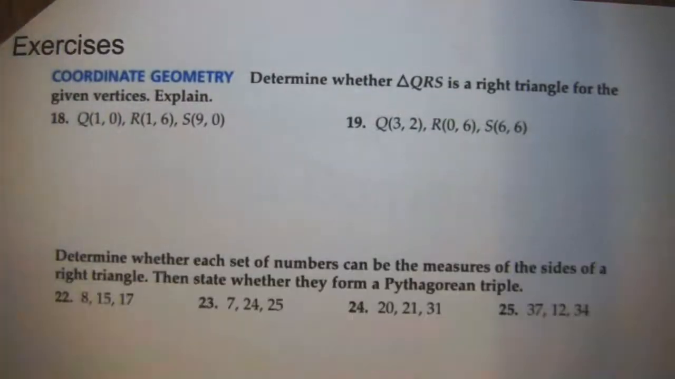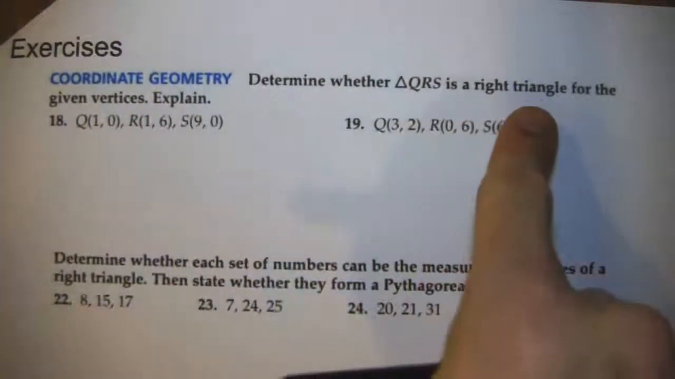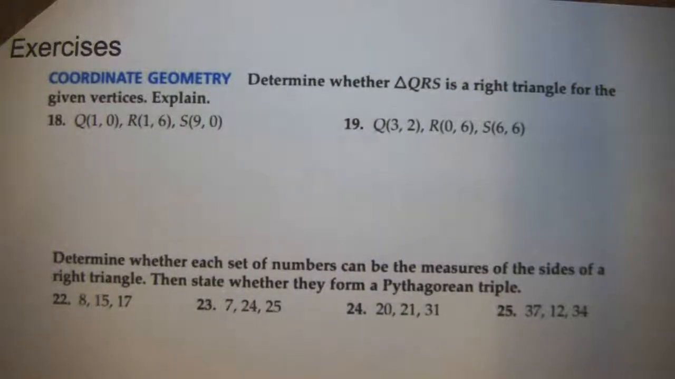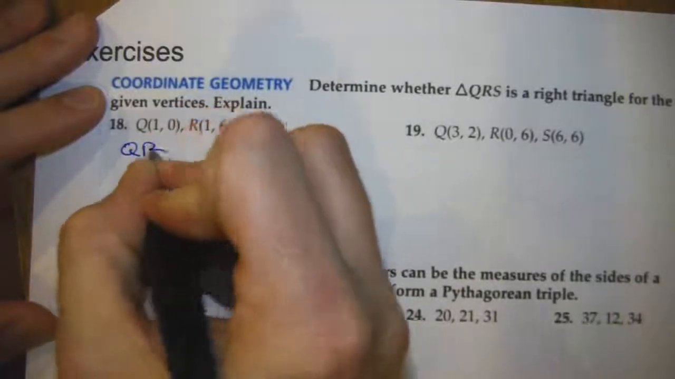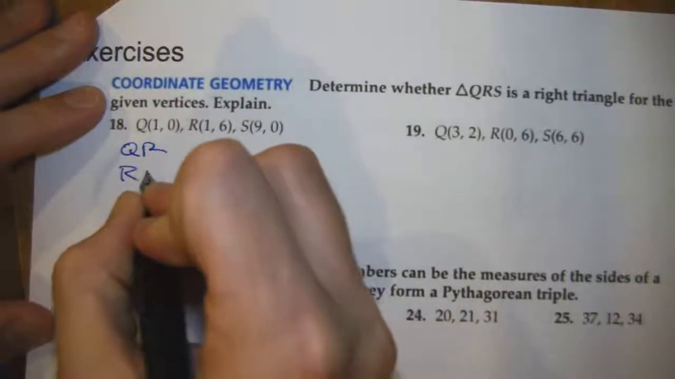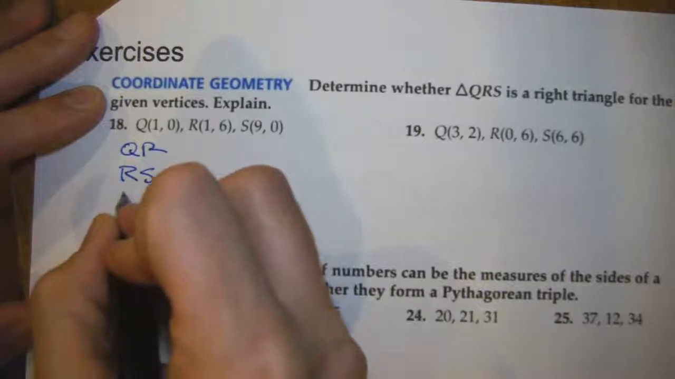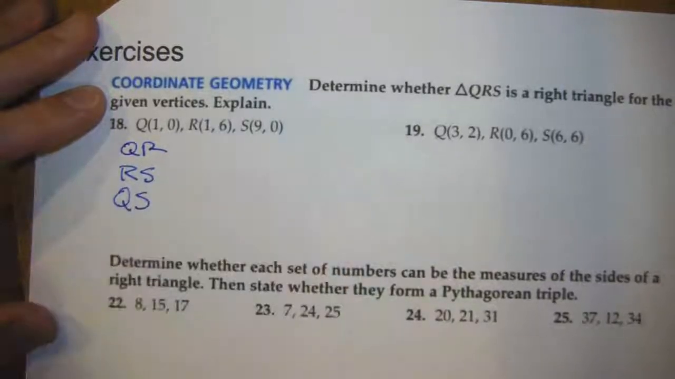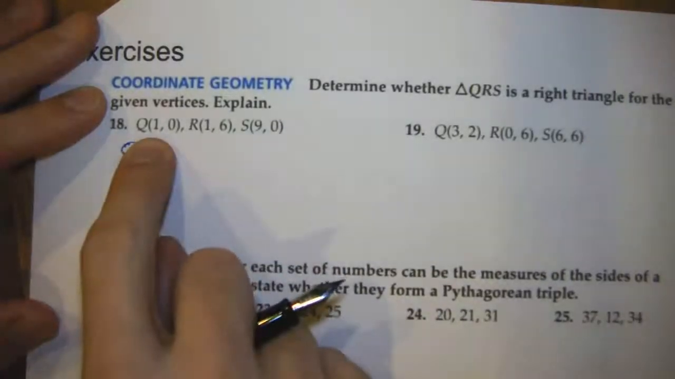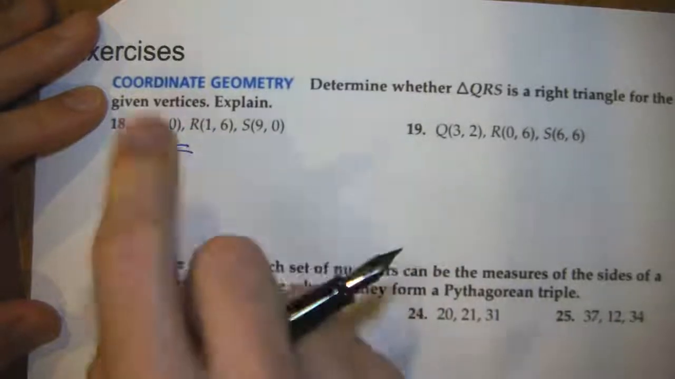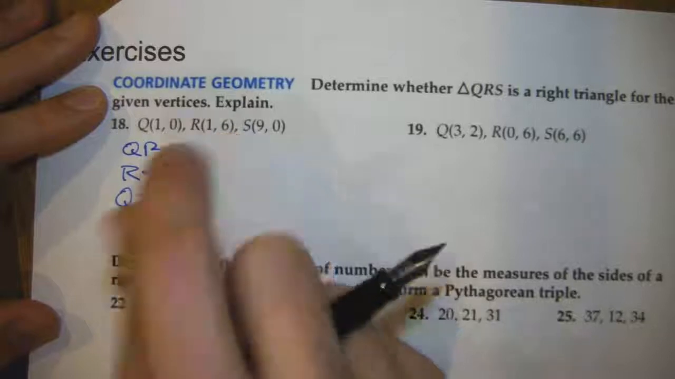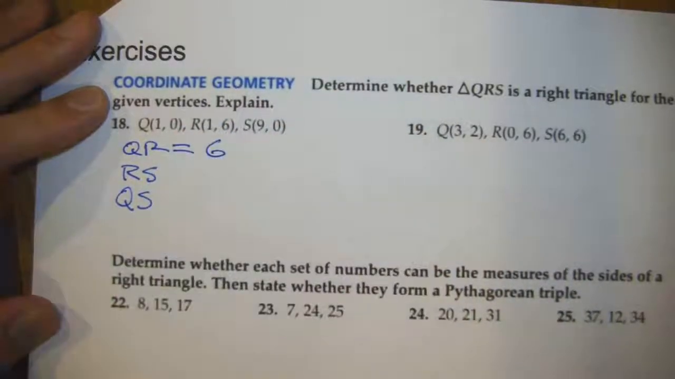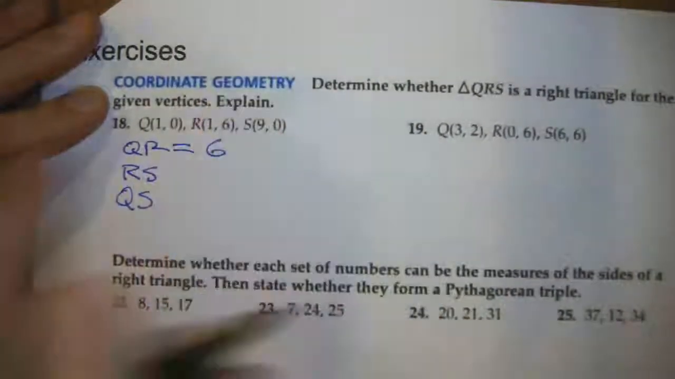So for example, we can try and figure out if we have a right triangle for these situations. So what I would need to do is find the distance for each side. So what does the distance say for QR? What's the distance say for RS? And then what's the distance say for QS? So let's see what we can find. From Q to R, distance of 1 there, so that would cancel out. 0 to 6, well, that would be a distance of 6 then. In this case, it would run up and down.